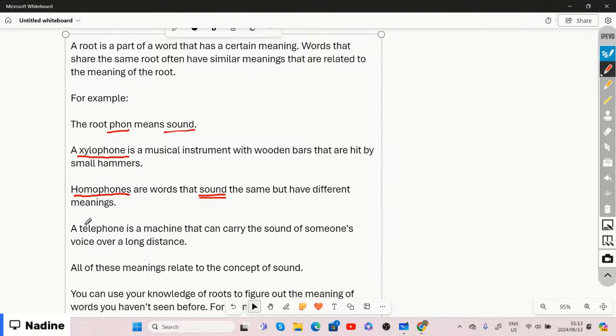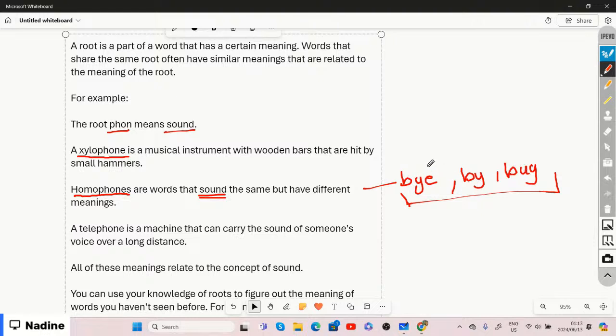And with homophones, we have words like, for example, buy, by, and bye, right? If we look at these three words, if you pronounce all three of those words, they sound the same. So that is homophones. Homophones are words that sound the same, but the meanings of all of these words are different.